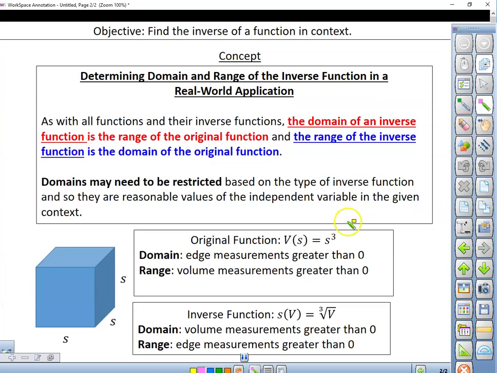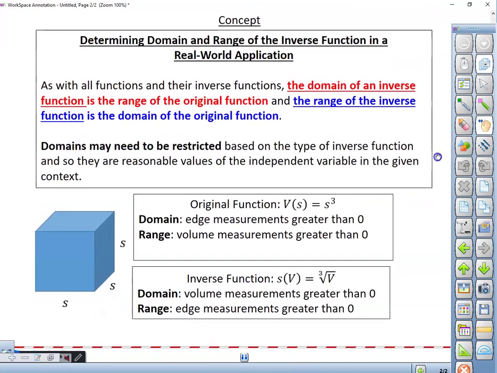Another thing that we're going to be looking at is identifying the domain and range of the inverse in these context problems. So as we've learned before, the domain of an inverse is the range of the original function, and the range of the inverse was the domain of the original function. So in this case, using our volume of a cube situation, the original function is v of s. So s is our domain variable. So s is those edge measurements, and of course edge measurements have to be positive, so it says greater than 0. So that means that in our inverse function, s is now our range. So it's the edge measurements greater than 0.